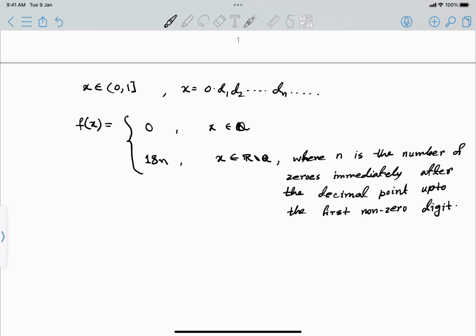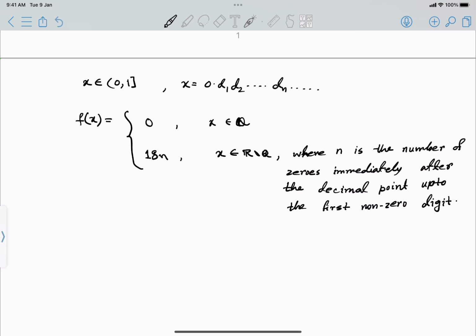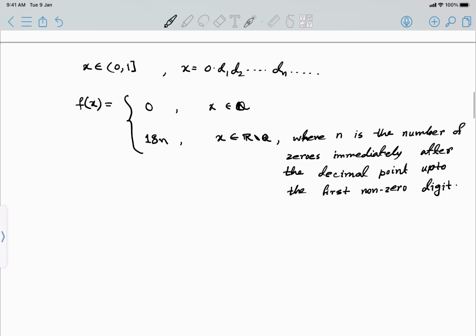So how is this function defined? Let's look at an example. Suppose an element is 0.01, then n is 1. Suppose this is 0.005, then n is 3. Like this. Now for this we have to find the integral from 0 to 1 of f(x) dx.